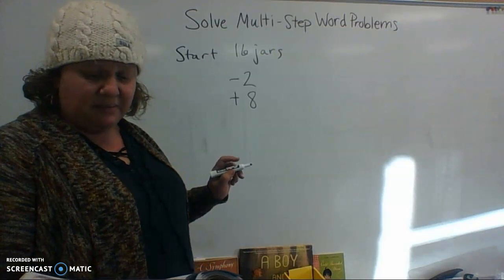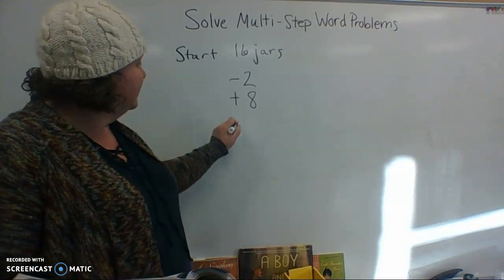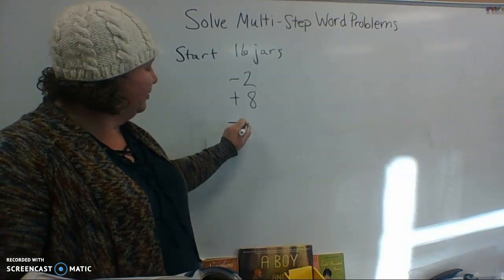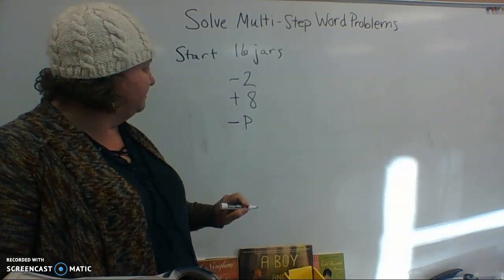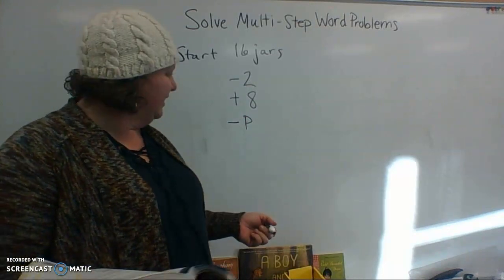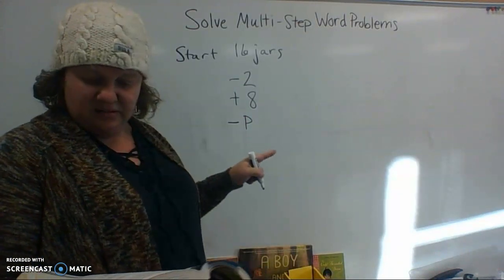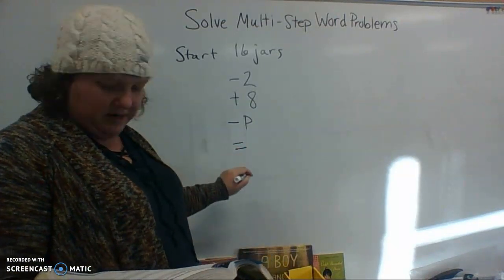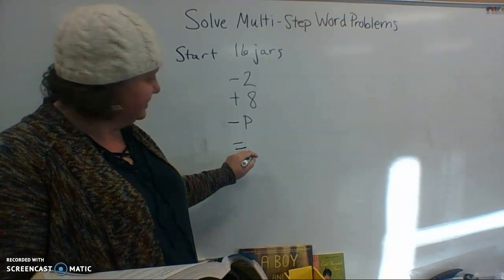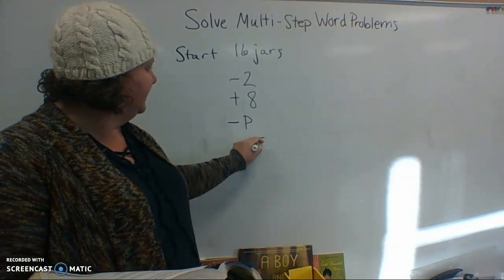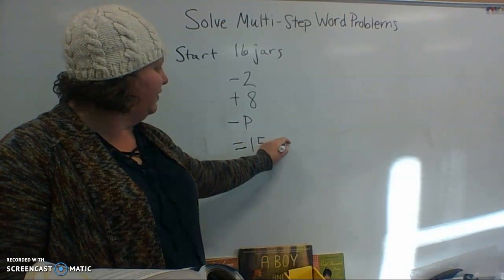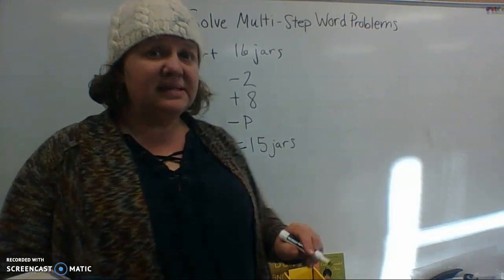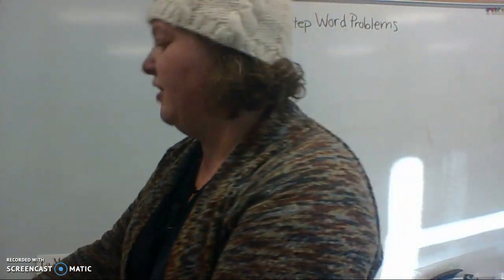Then he used some of the jars to make another painting. So he's going to subtract a certain amount, and I'm going to put subtract P because I don't know what that is. How many jars of paint is he using? Now he has, this is all going to equal 15 jars of paint. 15 jars. So now we need to figure out how many is P. Well, so let's take a look at this. We have a lot of stuff going on here.